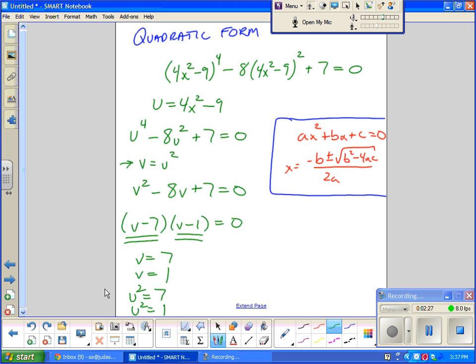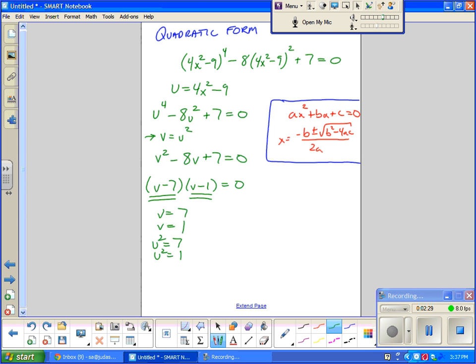So we know u squared equals 7, or u squared equals 1. And again, one more step. Take the square root of both of these. I get u is equal to plus or minus the square root of 7, or I get u is equal to plus or minus 1. I go all the way back. I didn't want u either. I wanted x.